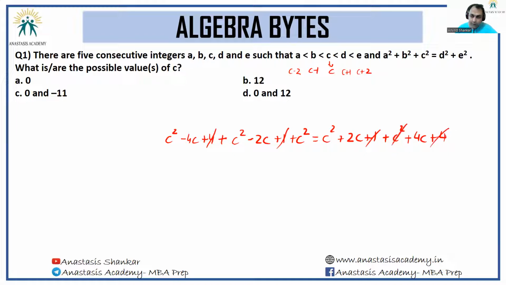The numeric parts I can get rid of straight away. I can also get rid of 2 terms of c squares each on each side. So I'd be left with c square is equal to 12c. And this is only possible if c is equal to 0 or 12. So the answer to the first question is option D.